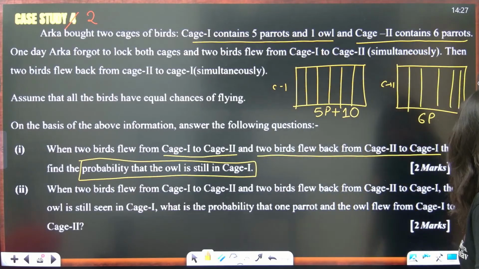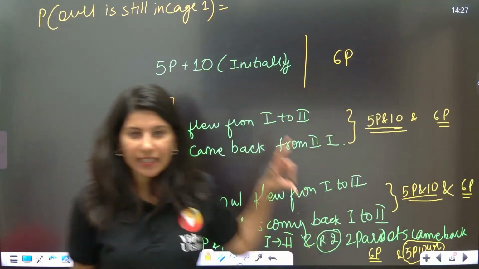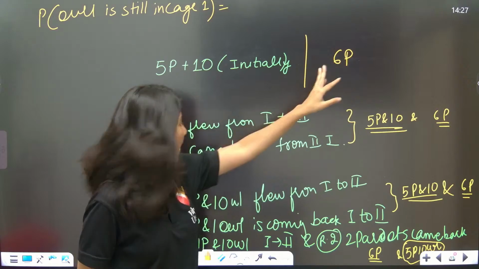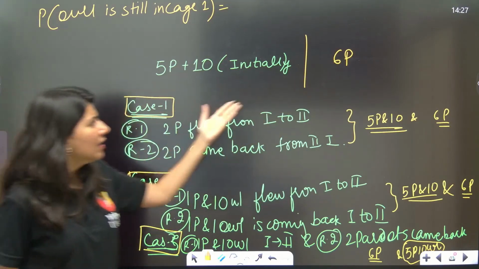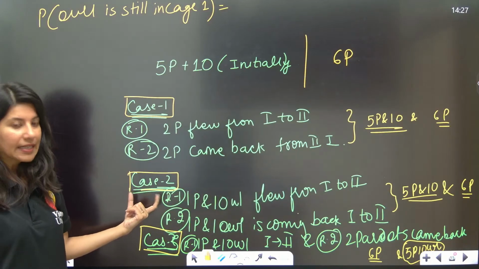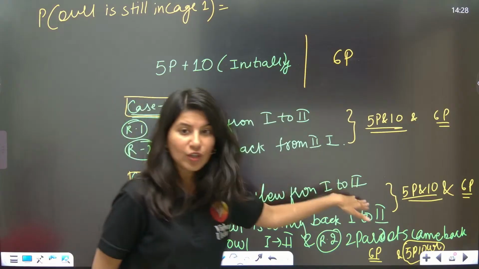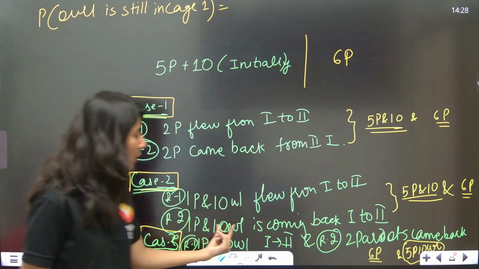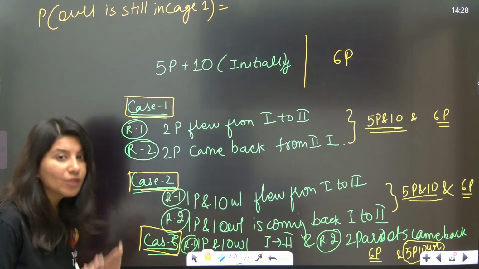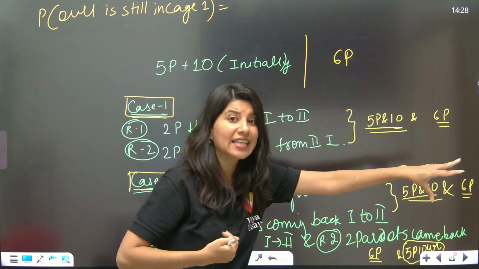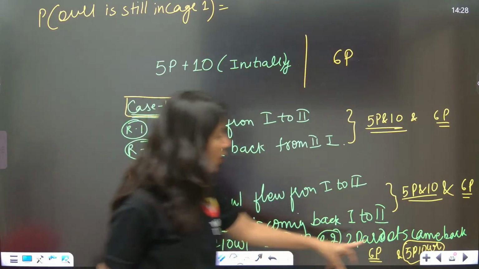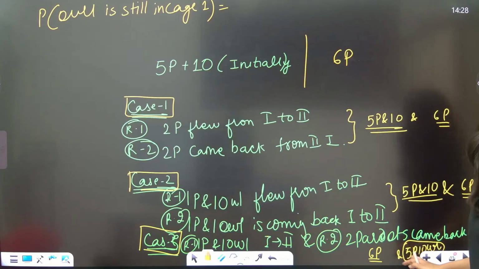Alright. So we have created how many cases? 3 cases. Case number 1: from cage 1, 2 parrots went and 2 parrots came back. So the initial condition of the cages will remain the same as the final condition. Case number 2: 1 parrot, 1 owl flew from 1 to 2 and came back also the same. Again, the condition of the cages will be the same. Case number 3: 1 parrot, 1 owl from here to here, but while coming back, the owl stays in cage number 2 and 2 parrots came back. So after the third case, your owl is in cage number 2.